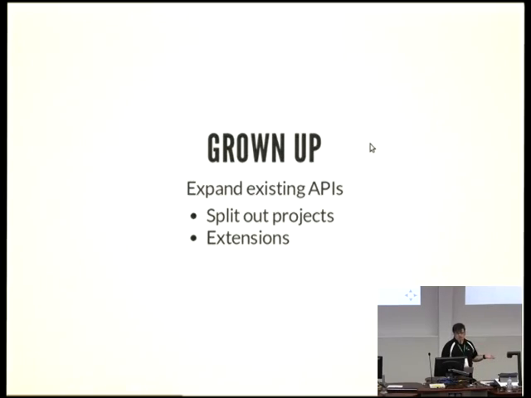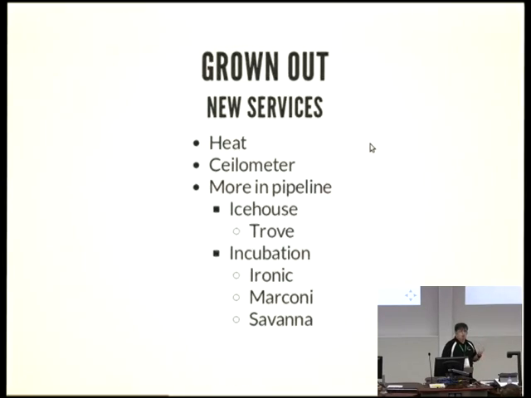So the existing API has got bigger. We split out a lot of projects, extensions. If you look at something like Nova, just at the RESTful API, the RESTful API is pretty comprehensive, but there's a whole bunch of stuff that we've added in since the beginning, and that's been marked as an extension, which can be turned on or off, so it's optional. So a deployer doesn't have to have that feature available.